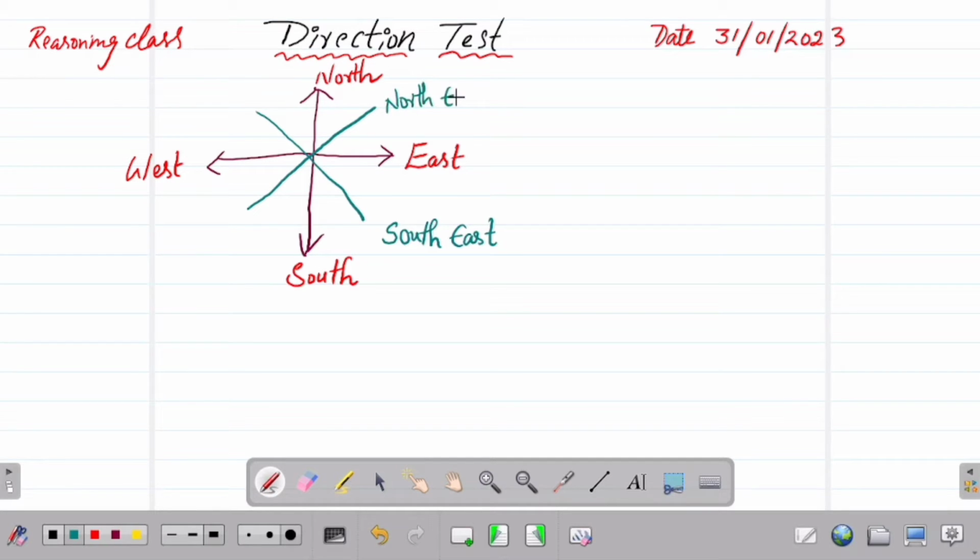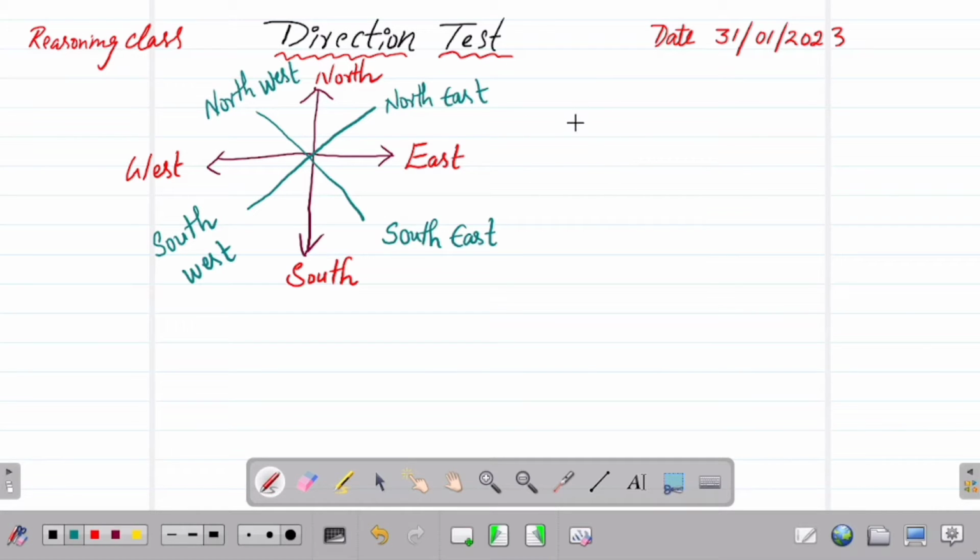Northeast. Next one, the direction that lies between the north and west is called northwest. The direction that lies between the west and south is called southwest. Okay, this is called southwest. Am I clear? So here, how many directions are completed in total? Total 8 directions.